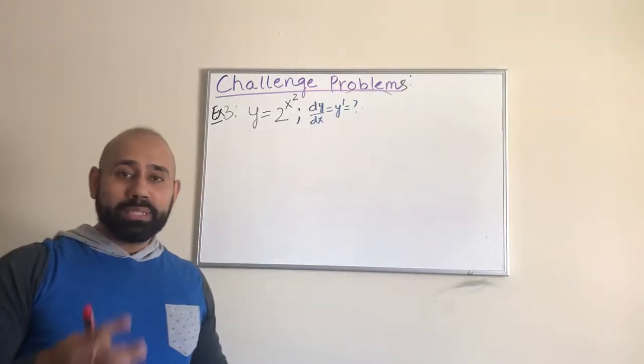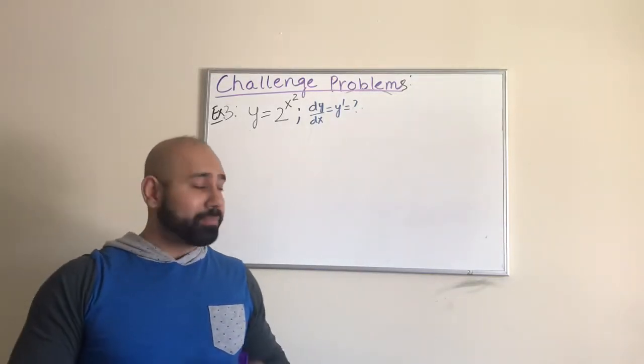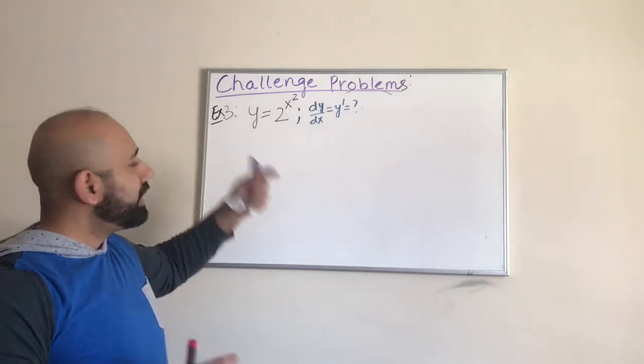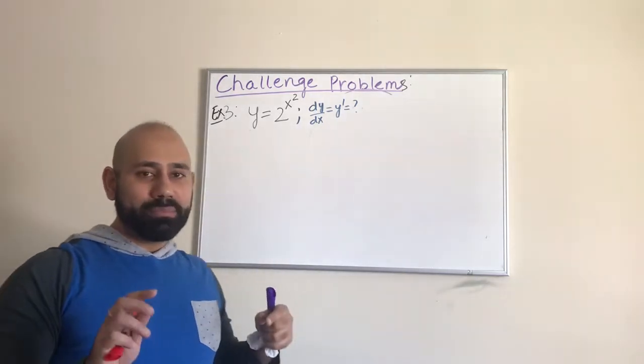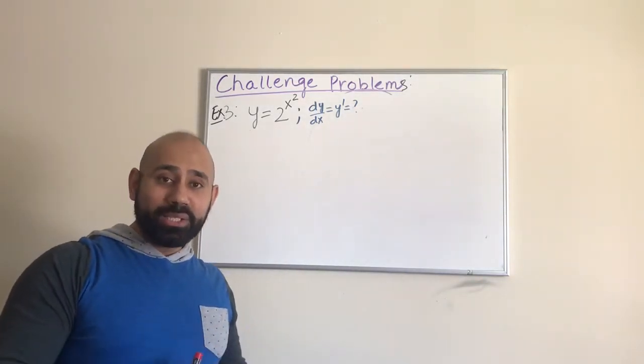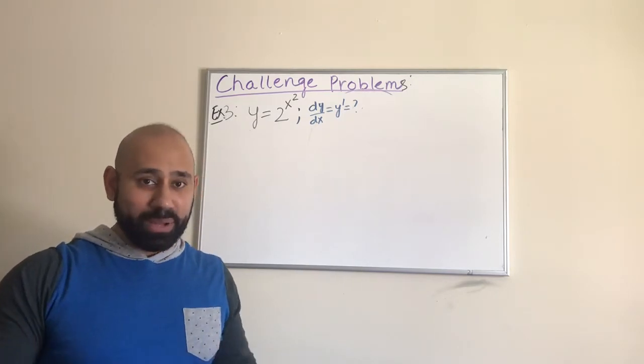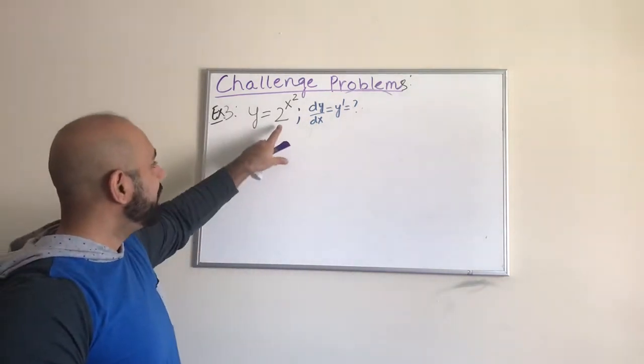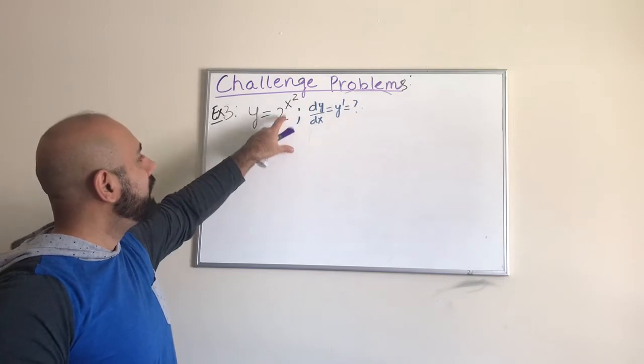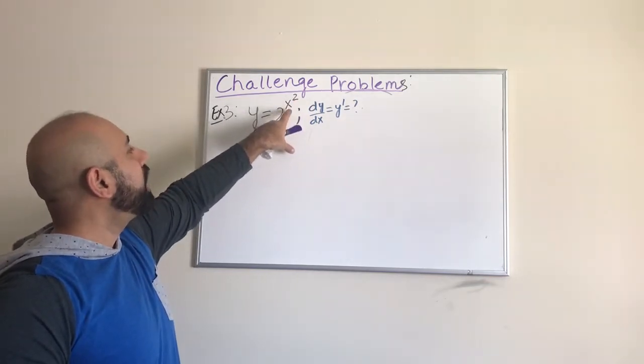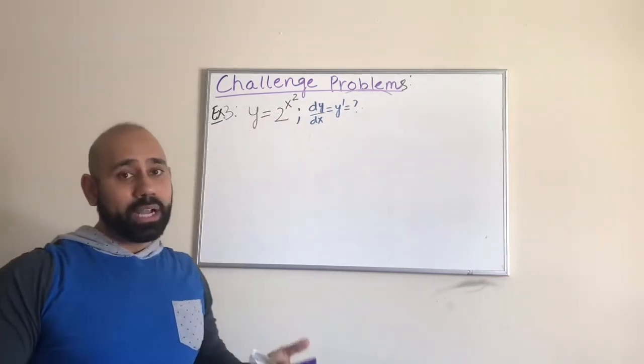Guys, I'm back with example 3 in the challenge problem section. So guys, again, it looks like an exponential function, but it is much simpler than the other two examples that we have seen in this challenge problem section. Guys, you can see that it is 2 to the power x squared. So of course there's two exponents going on here, but here the base is still a constant.